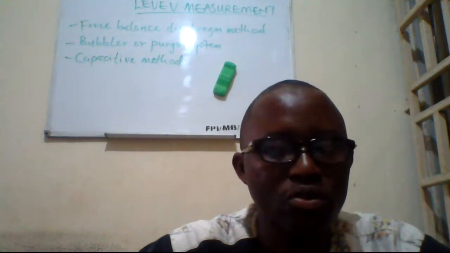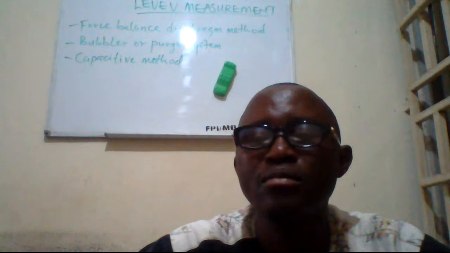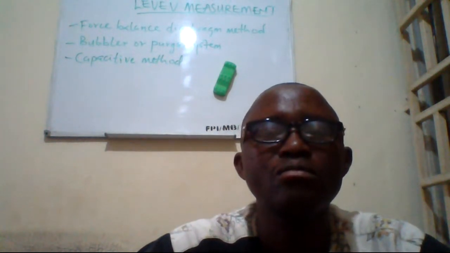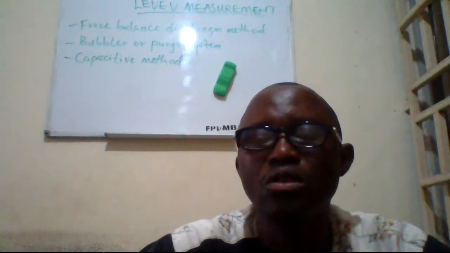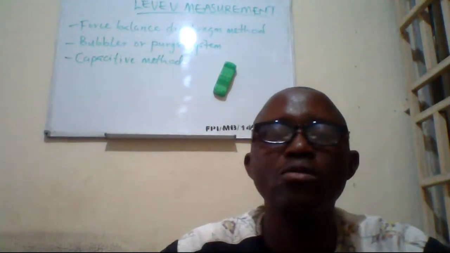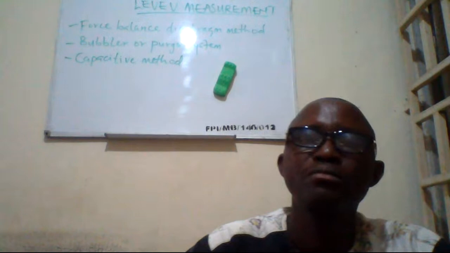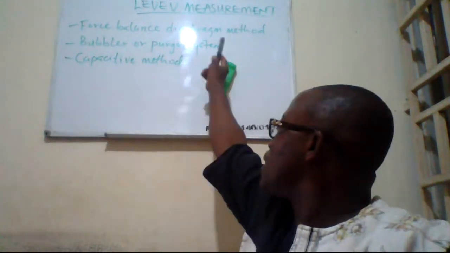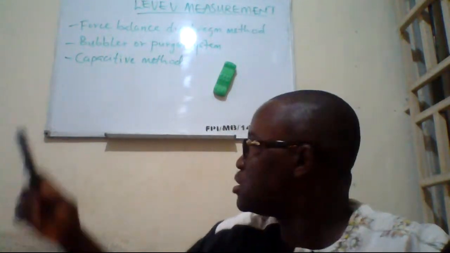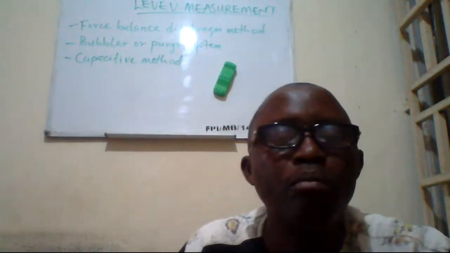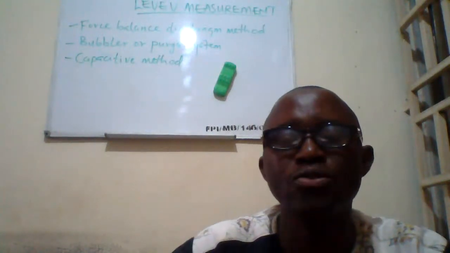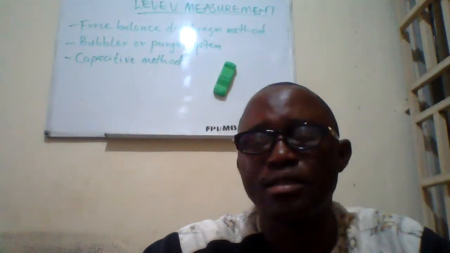So last time we discussed level measurement systems: the resistive method and then the float method. Today, we're going to learn more. We're going to talk about three other methods. One, force balance diaphragm method. The second one is bubbler or purge system. The last one is capacitive method. So we want to look at this.